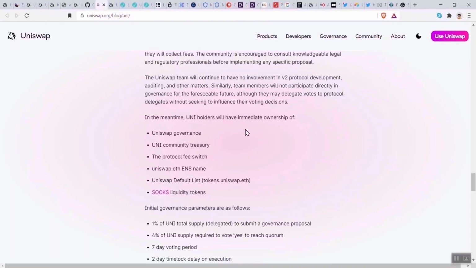It says, in the meantime, UNI holders will have immediate ownership of Uniswap governance, the UNI community treasury, the protocol fee switch, which, as mentioned in the white paper, is something you can turn on and off accordingly. So there's further info there. The Uniswap.eth ENS name, default list, and these liquidity tokens called SOCs.